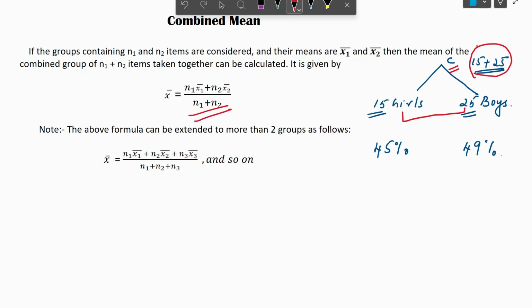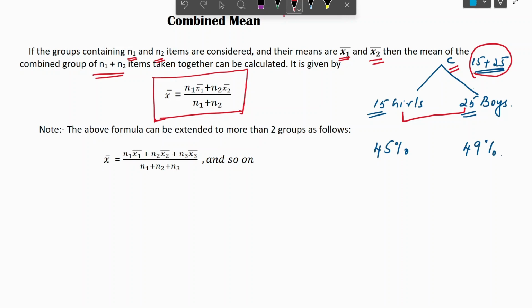What does combined mean say? If there are two groups, N1 and N2 items, and their means are x1 bar and x2 bar, then the combined mean x bar equals N1 x1 bar plus N2 x2 bar divided by N1 plus N2. This is the formula for finding the combined mean of two groups, N1 and N2, whose averages, or otherwise arithmetic means, are x1 bar and x2 bar.